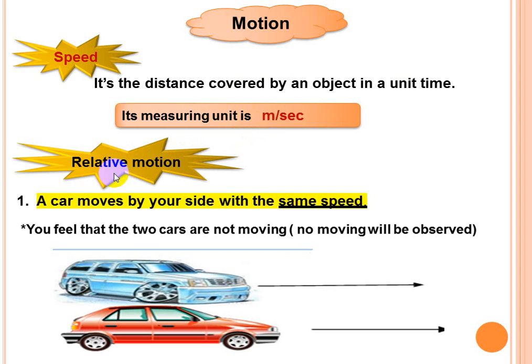Relative motion. From its name, relative, it means the motion of an object relative to another object. For example, when a car moves by your side with the same speed, you feel that the two cars aren't moving. You feel there is no movement being observed.